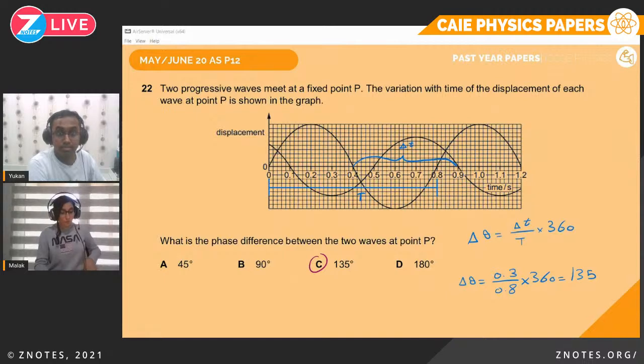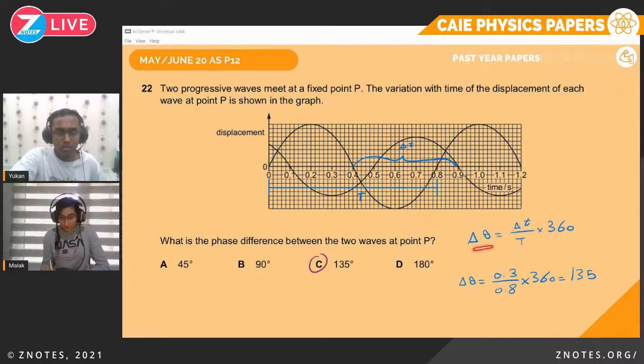Question 22. Two progressive waves meet at a fixed point, P. The variation with time of the displacement of each wave at point P is shown in the graph. So we have the graph here. And what is the phase difference between the 2 waves at point P?